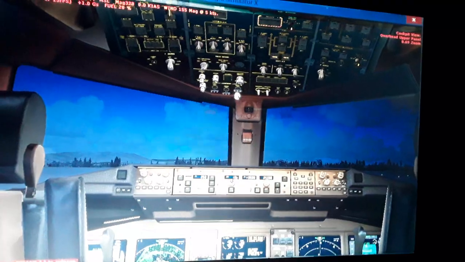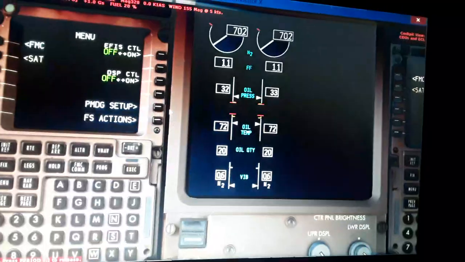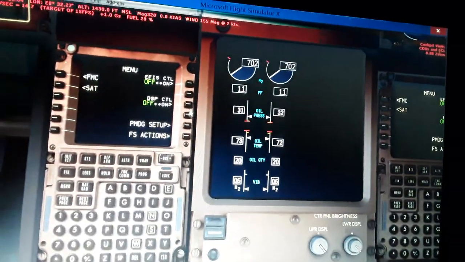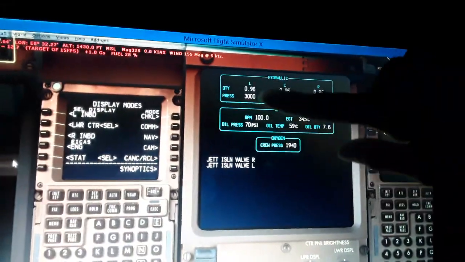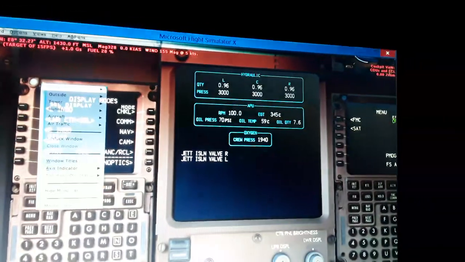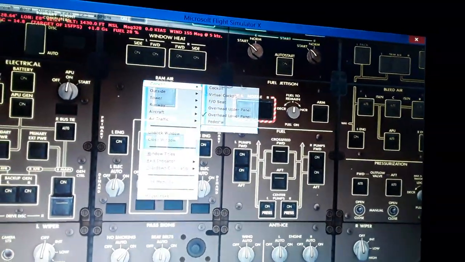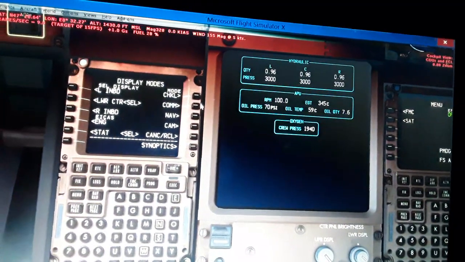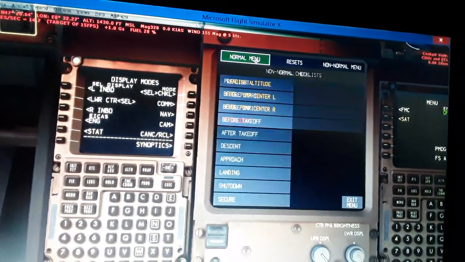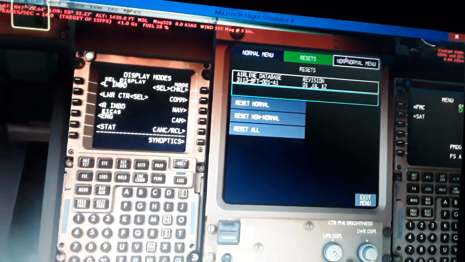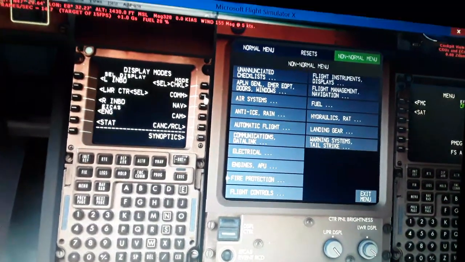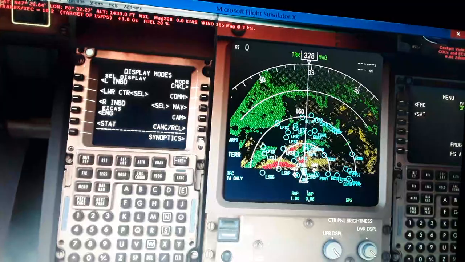We have also the CDU. So you can see the flight management computer. I will create the flight plan on the engines. You can see the status, the APU, the oxygen, and the hydraulics. So we go, we have the status checklist, normal menu, non-normal menu, resets. So if you have a failure, communications, navigation, synoptics.